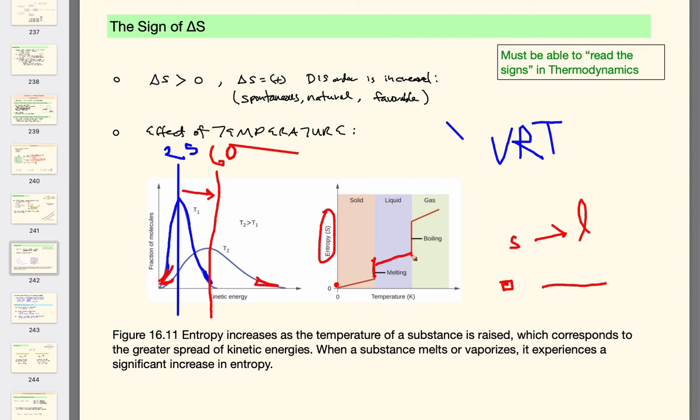And then you get to a gas phase. And look how huge this is. There's much more of a change than here. Well, that makes sense. You should be able to rationalize that. Why? Look at how much freedom you have when you go from a liquid to a gas.